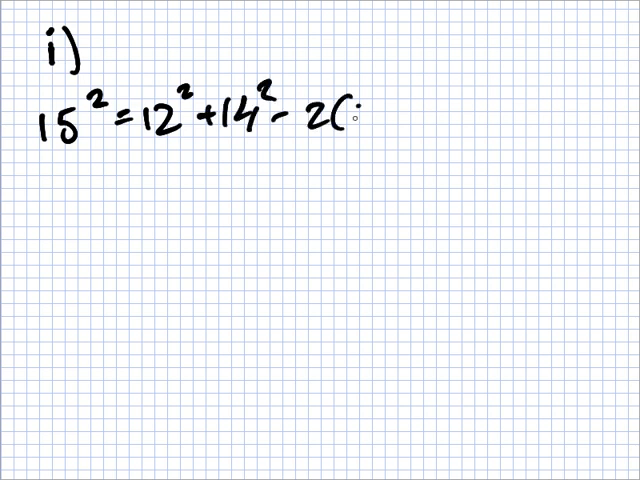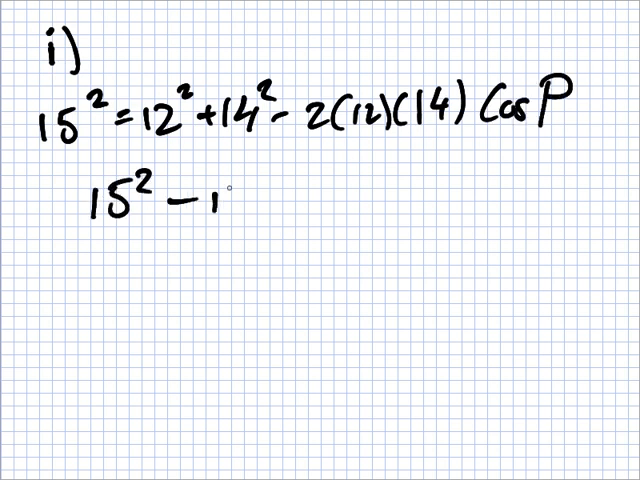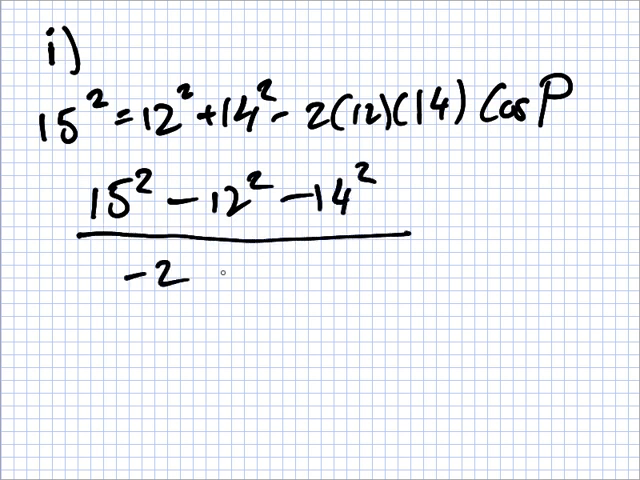Right. Let's have a look. For the first part here, you can use the cosine rule. You can say 15 squared equals 12 squared plus 14 squared minus twice 12, 14 cos p. So that means 15 squared minus 12 squared minus 14 squared over minus 2 times 12 times 14 equals cos p.